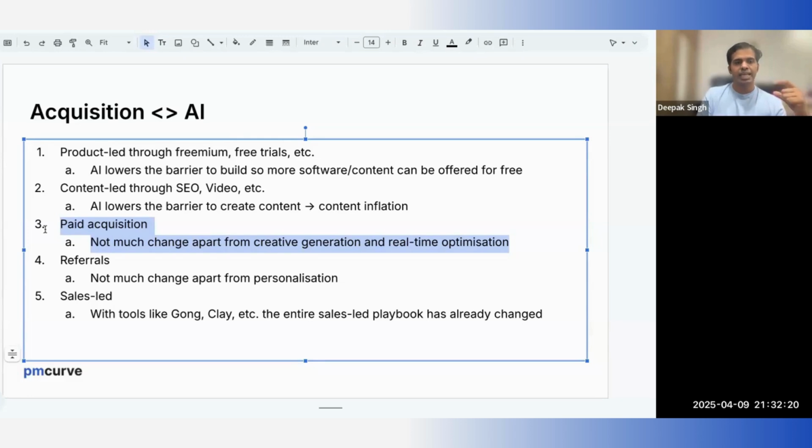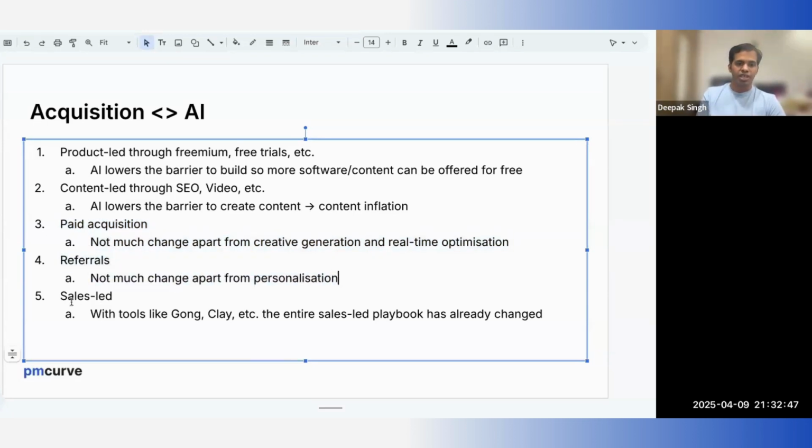Marketing team is not great at understanding which of the AI platforms are good for creative generation or real-time optimization of marketing. That is where you can actually help them figure out which of the platforms are good and onboard those platforms in your company, right? So in paid acquisition, this is a very, very good thing that is happening, and you should be aware of how to bank on that.